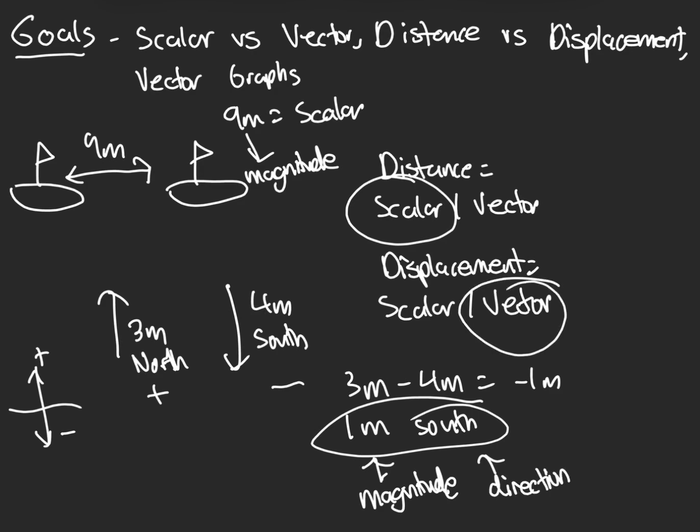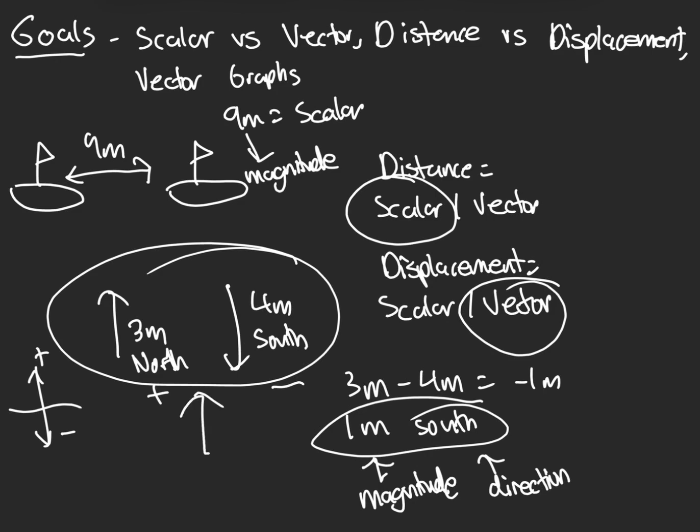Okay, but if I were to ask you what the distance walked was, what would you say? Well, distance represents the amount. In this case, it represents how much you walked in total. So it would be 3 meters plus 4 meters, which is 7 meters. So the distance would be 7 meters.